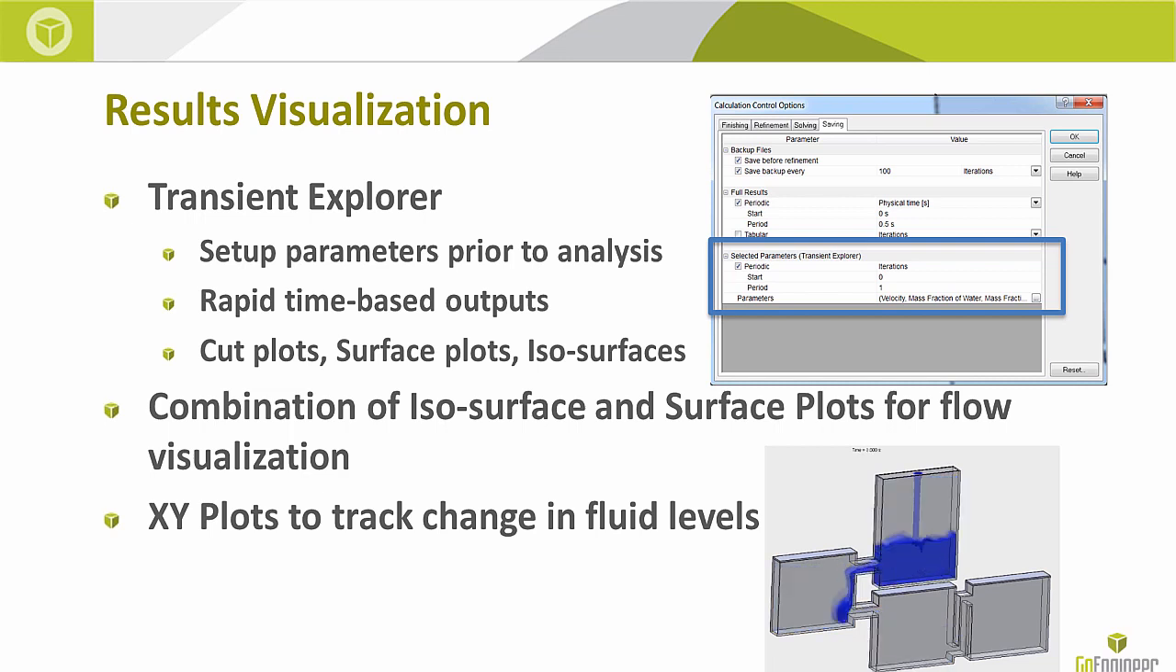Now, for the results visualization, in order to visualize the free surface in addition to the mass fraction of the water, it's recommended to use a combination of the isosurface plots and the surface plots. Finally, you can use the XY plots to track change in fluid levels, and you can use this in conjunction with the Transient Explorer to get these results quick without having to wait for the analysis to load these results into the software.